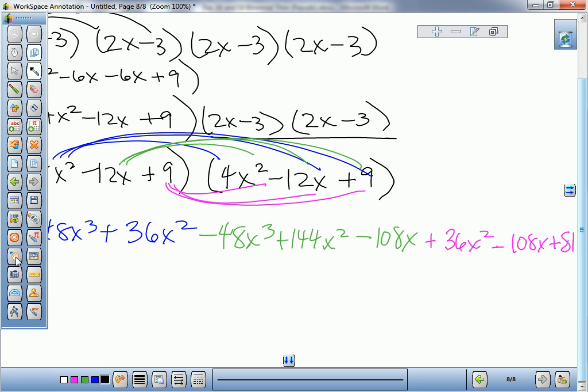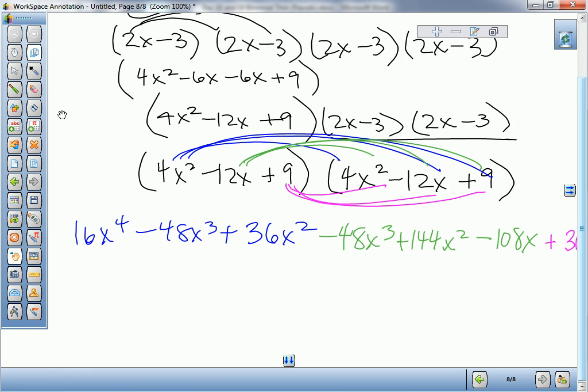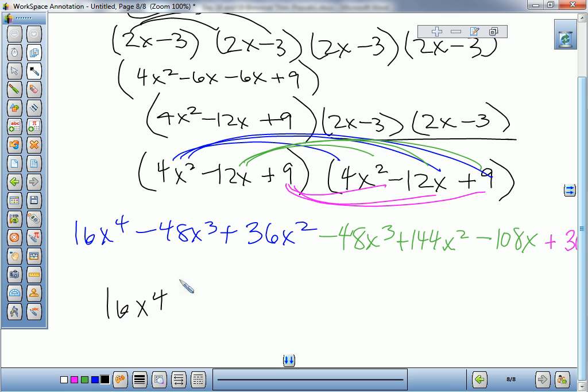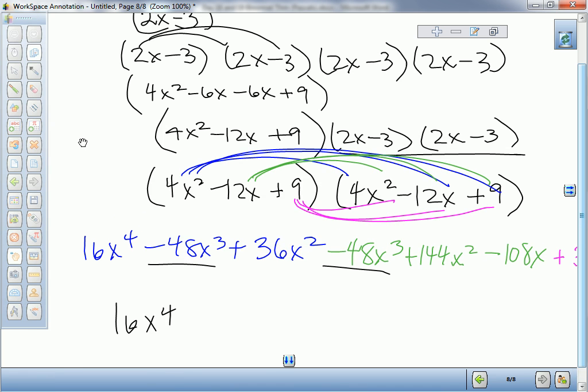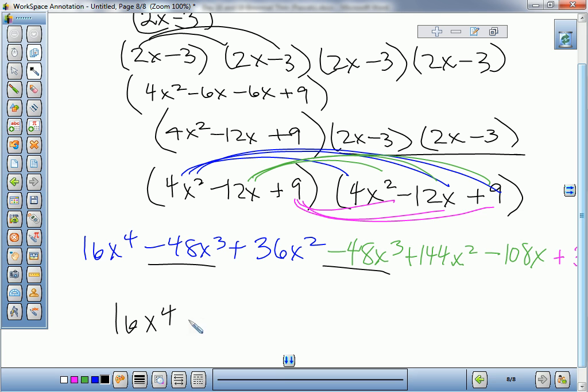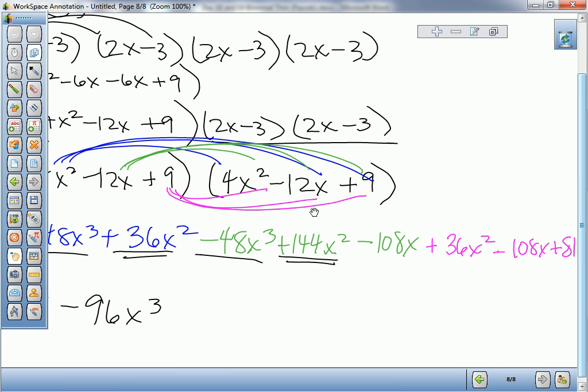I can't even see it all. Okay, so I come back over here. This is my only x to the 4th, so I'm good. Then here's a cube, here's a cube. Let's make sure there are no more cubes. No more cubes. Okay, so there's my 2 cubes. 96x cubed. And then a squared, a squared. Let's see if there's any more squares. Oh, another square.